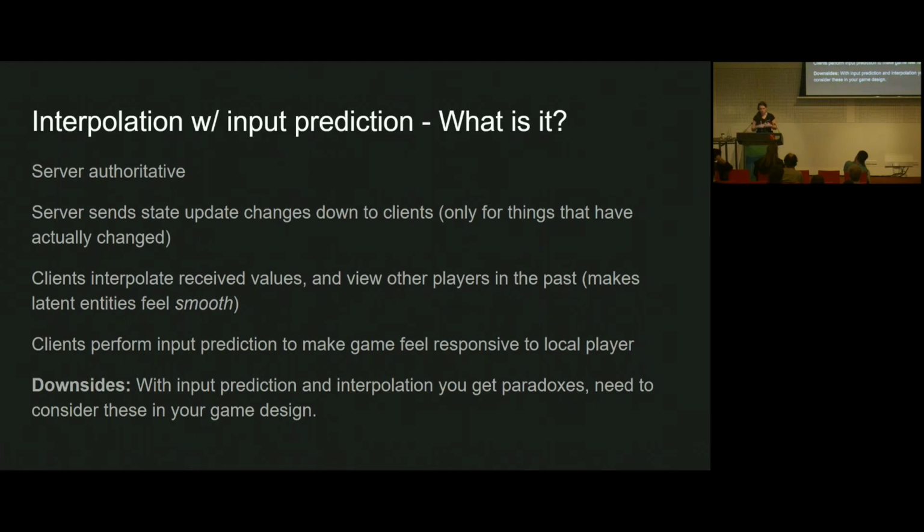A really common example of this is in Counter-Strike, where you get shot around a corner, right? Because one player sees you in the past, where you're not behind that corner and they have a clear line of sight, while you're already around the corner and you're like, hey, that's not possible. So that's the kind of downside. You need to think about how that impacts your game design.